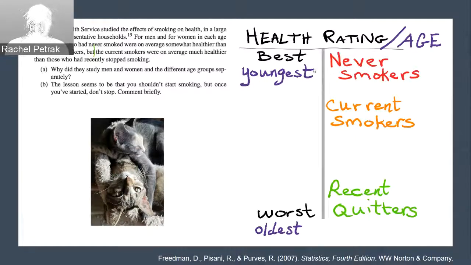So our recent quitters are likely to be our oldest group, and because being older is associated with worse health, you can see there's another level of confounding here, wherein people are likely to have quit smoking, or possibly quit smoking, because of another health problem, which has motivated them to finally quit smoking recently.